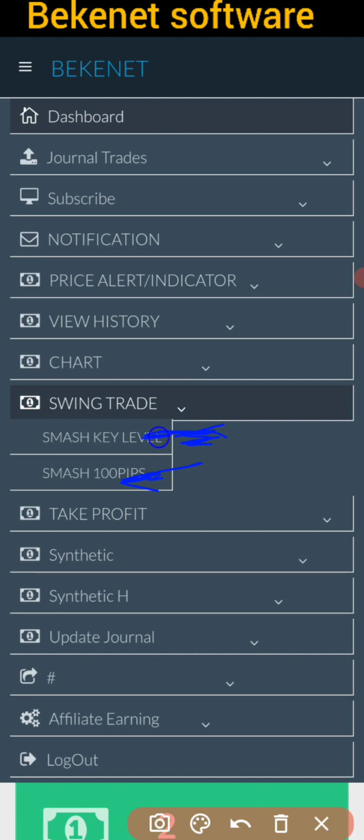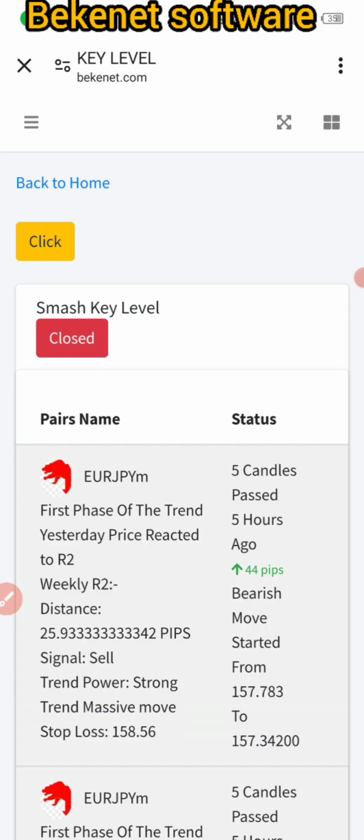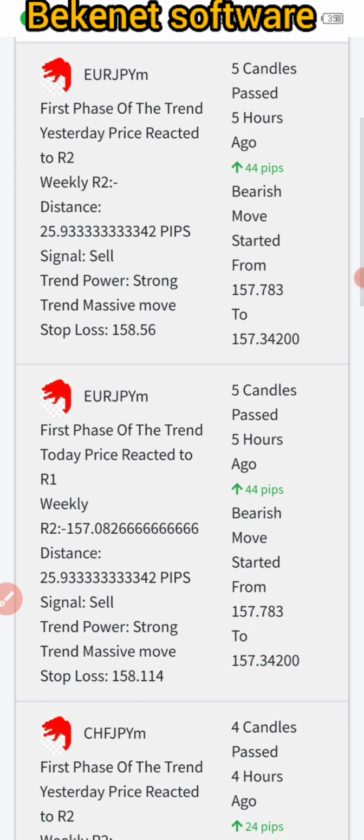This top one here, let me open it so that you see, is just a simple key level that only analyzes for the week. It's simple. We've created a video on that. You can go through it and see it. Like this one, it will tell you bullish move, bearish move, buy and sell. It's not as detailed as the advanced one. You can still use this one to smash, but it only focuses on the current key level for the week.